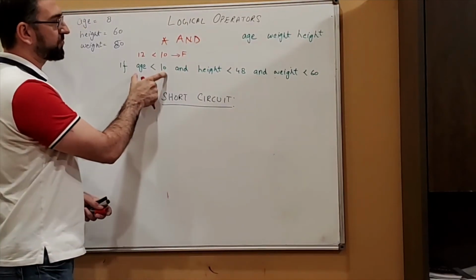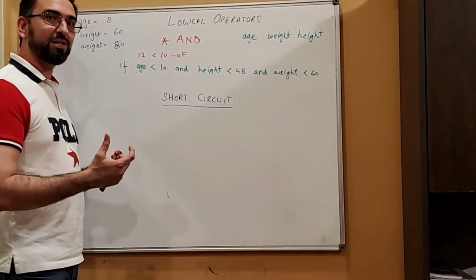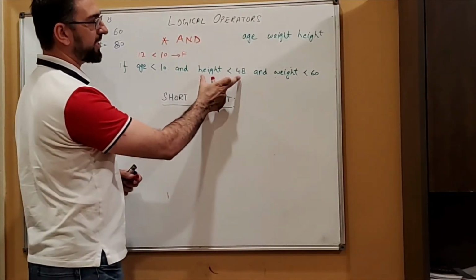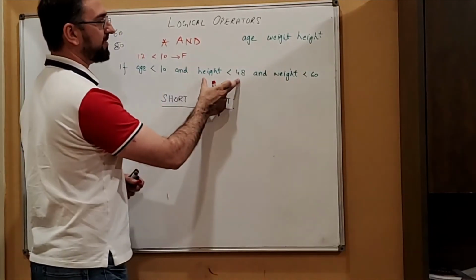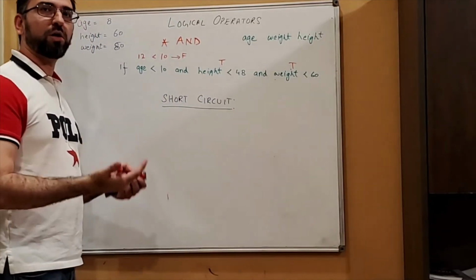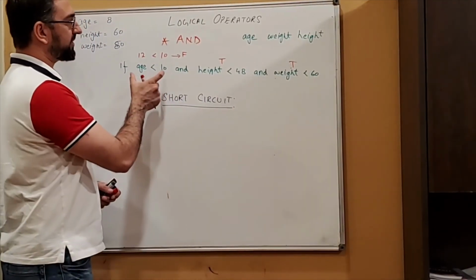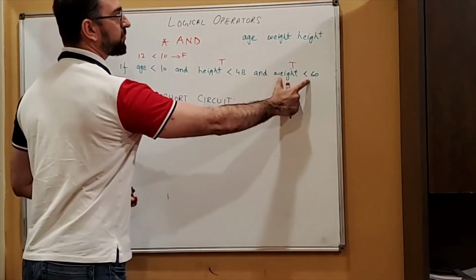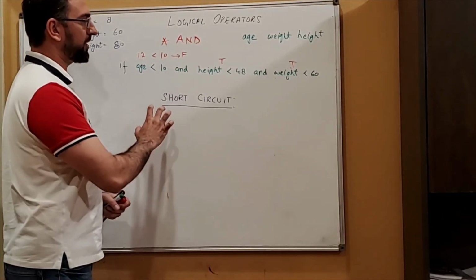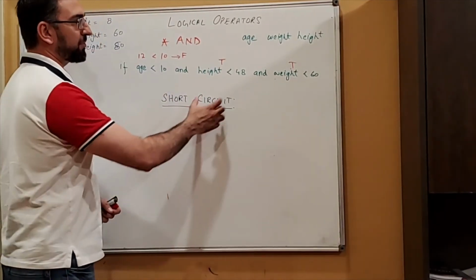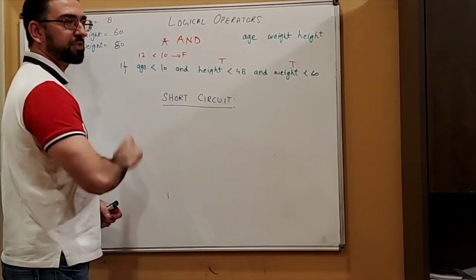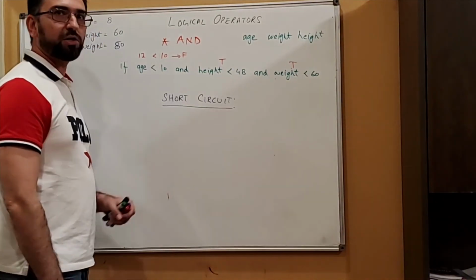Now, when this evaluates to false, based on our truth table, if any of the Boolean expressions is false, the result will be false. So there is no point in evaluating these two statements, because even if these two statements turn out to be true, our overall result will be false. So the computer says, why bother evaluating these two statements? And that's what is called short circuiting. So you have to keep this in mind when you're writing your programs. There's a possibility that these statements will never be evaluated based on the result of the first one, just because of this concept called short circuiting.